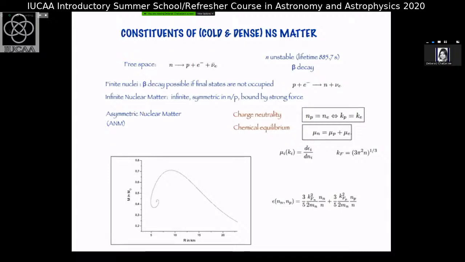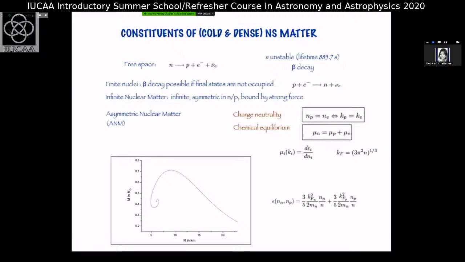In the case of finite nuclei, this beta decay equation that I just talked about is possible if the final states are not occupied. So if the proton-electron states are not all occupied, this would be possible. The ideal generalization of finite nuclei is infinite nuclear matter, where the system is still symmetric in neutron-proton, it is infinite, and it is bound by the strong force.